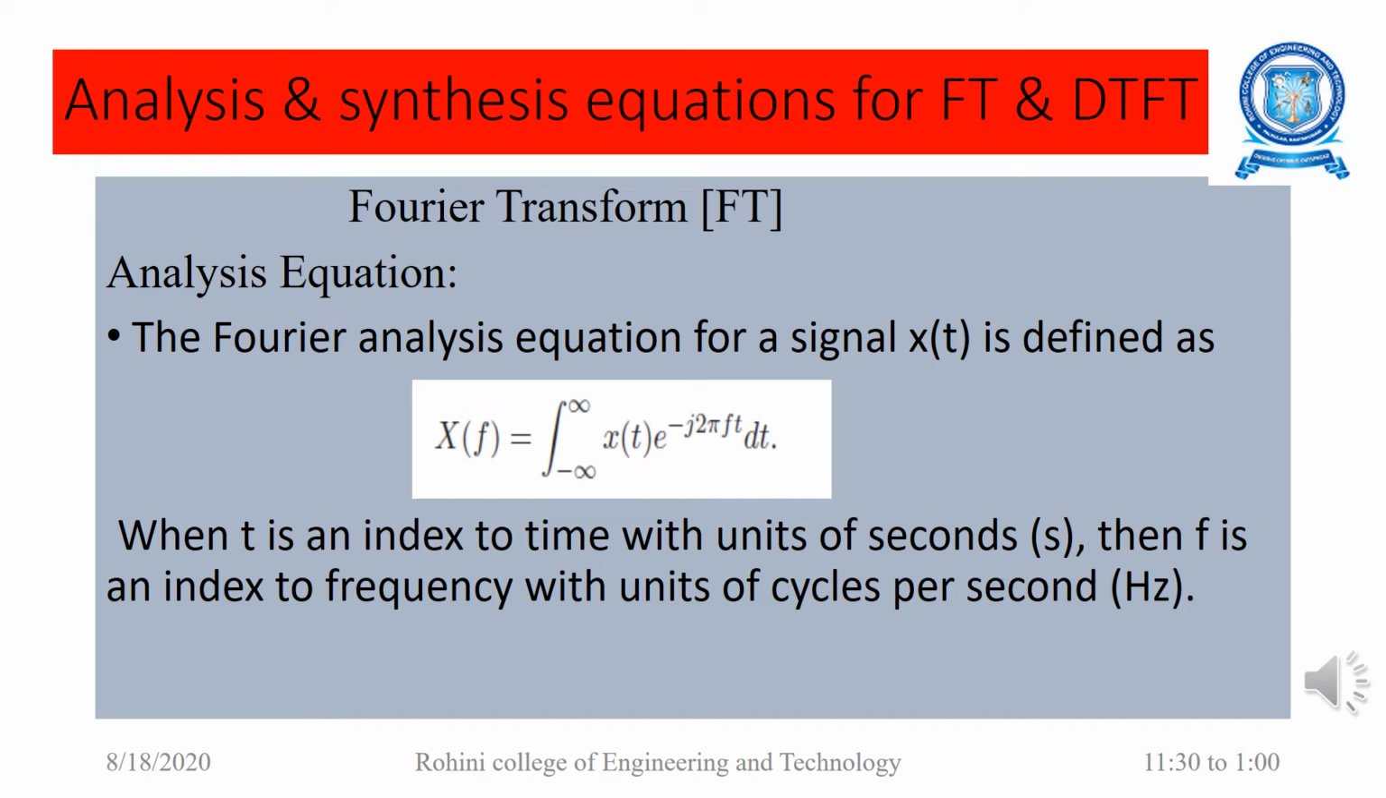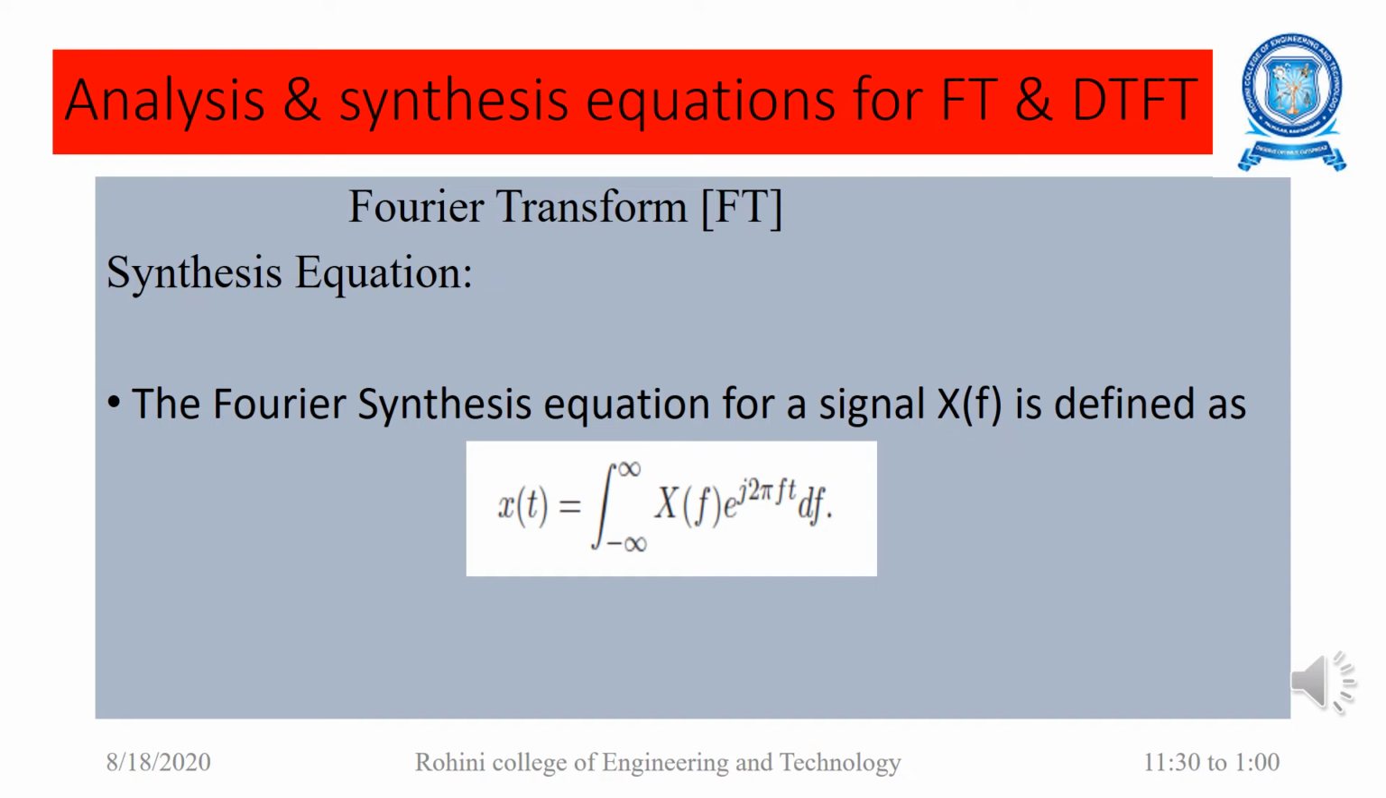So the Fourier transform will now change the input value in the time domain to the frequency domain. X of f is equal to the integral from minus infinity to infinity of x of t times e power minus j 2 pi f t dt. When t is indexed in time with units of seconds, then f is indexed to frequency with units of cycles per second. We simply say Hz.